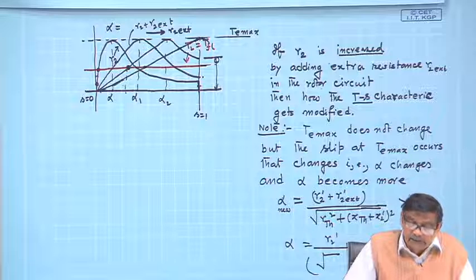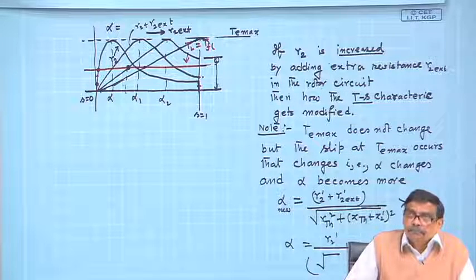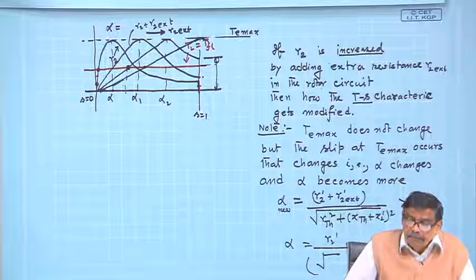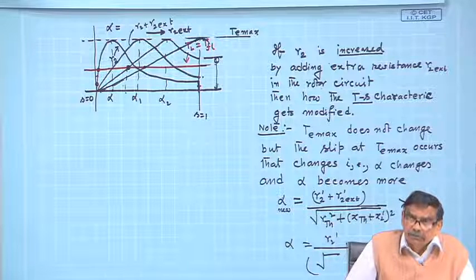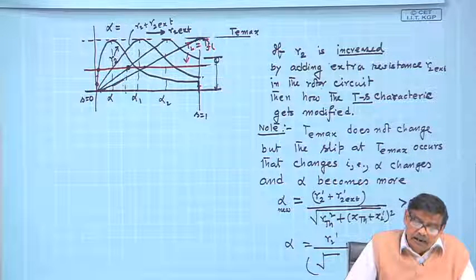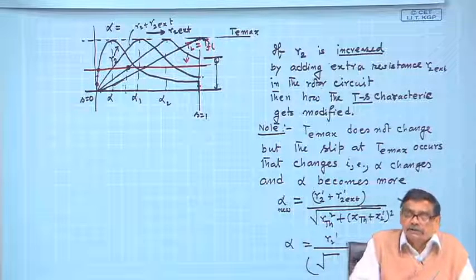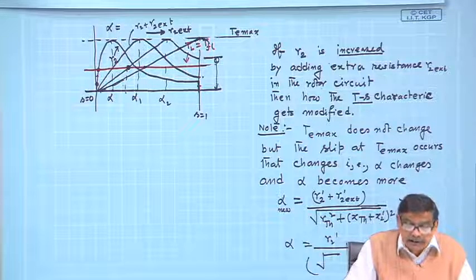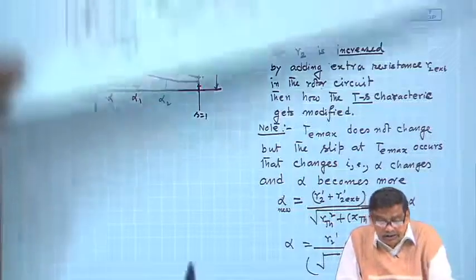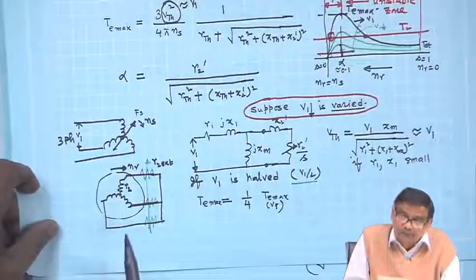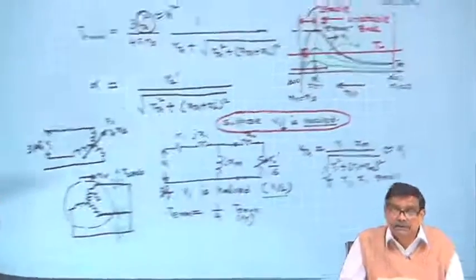Therefore, it is better you connect some selected value of R2 external, and then as the motor picks up speed, you gradually cut out the resistance. Finally, this rotor circuit should be shorted. We will discuss it further in the next class.